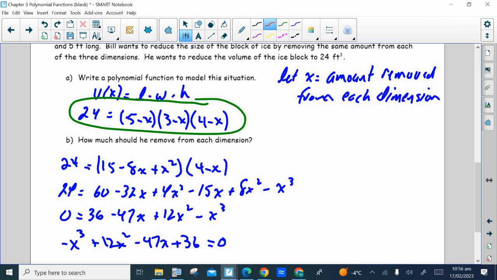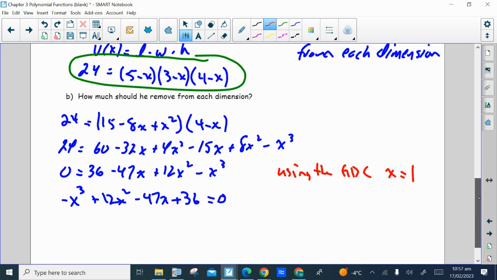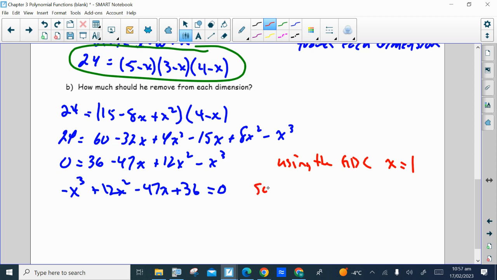So we can say, using the graphic display calculator, x equals 1, which means 1 foot needs to be removed from each dimension.